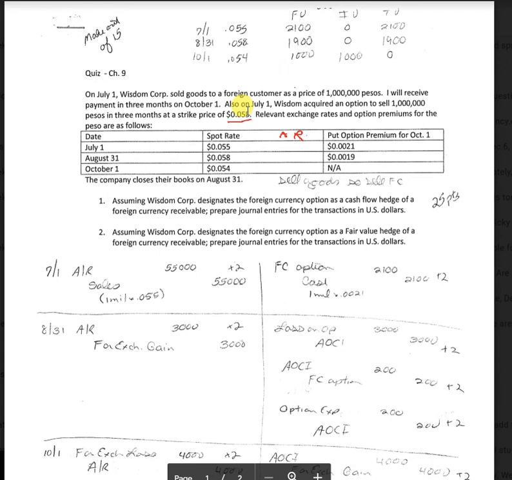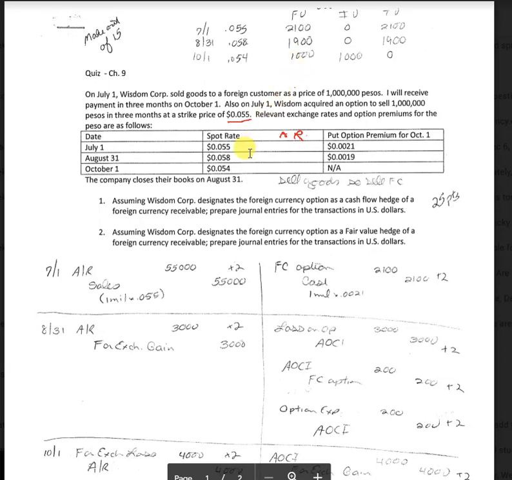So I asked myself, would I rather sell it for 0.055, which is the strike price, or 0.055? I don't care. So the intrinsic value is 0. And so the time value is the entire 2,100. On the next date, would I rather sell it for 0.055 or 0.058? I would rather sell it for 0.058, so I'm not going to use my option. So the option is worthless. An option cannot have a negative value. You're not going to pay somebody to take it off your hands. So it can't go below 0. So the entire fair value is all time value. So notice intrinsic value plus time value equals fair value.